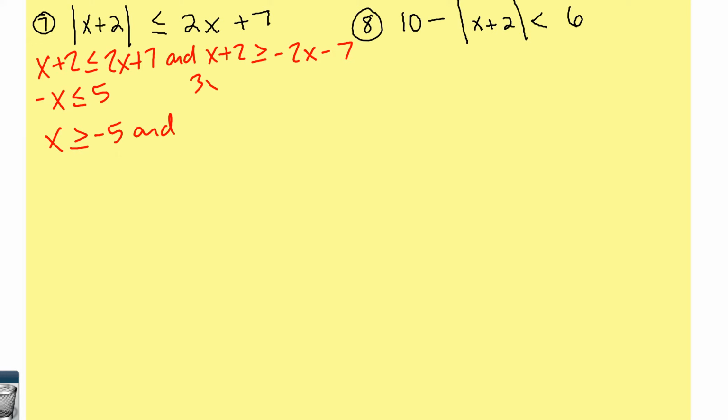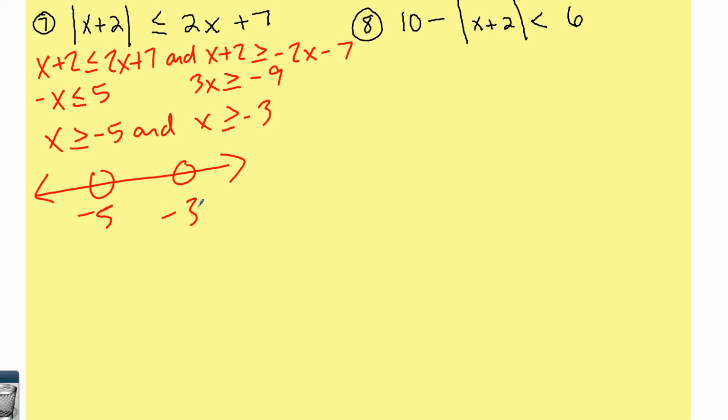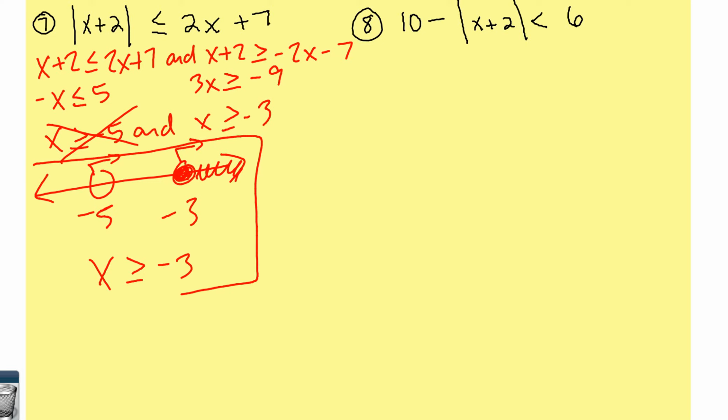And 3x is greater than or equal to negative 9. x is greater than or equal to negative 3. So we graph those. Negative 5, negative 3. And we want the overlap, so anything bigger than negative 5 and anything bigger than negative 3. So really the only place they overlap is this part right here, and this is extra info. So our answer is x is greater than or equal to negative 3. There's your answer.